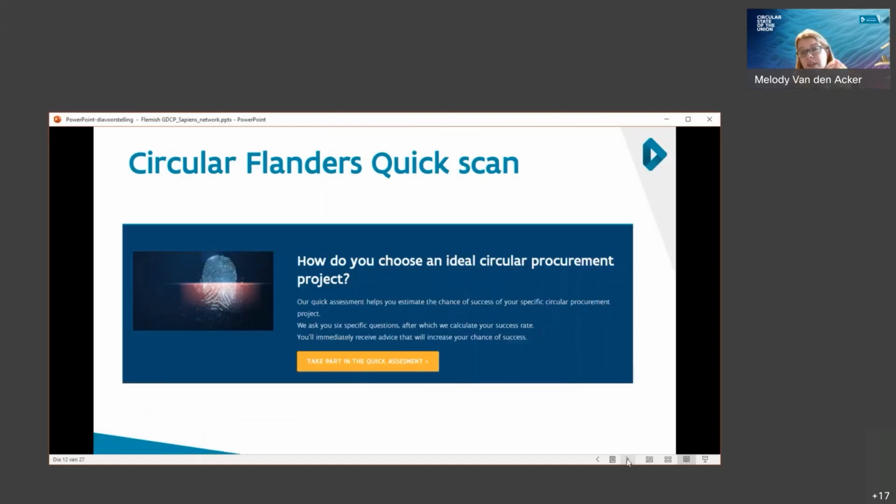And so within the Green Deal, we had a few instruments that were created to help procurers. And the first one is basically a very easy quiz that people can take to see whether or not their procurement project would be suitable as a pilot for circular procurement. So basically a quick assessment to see if this would be a good place to start.